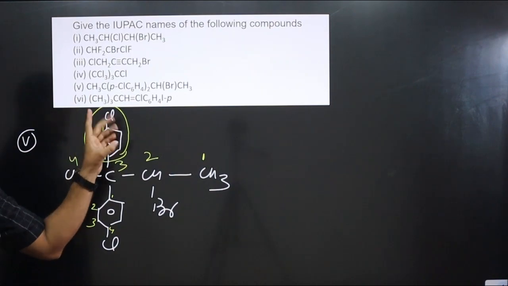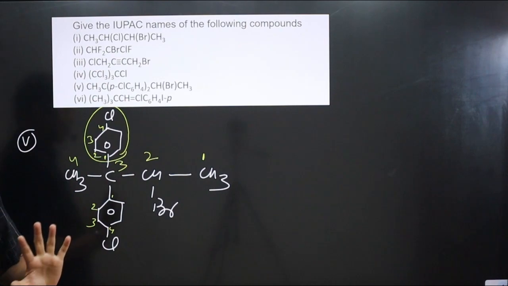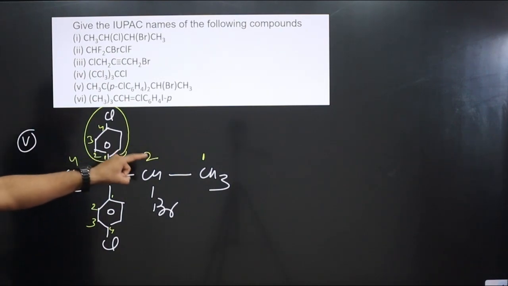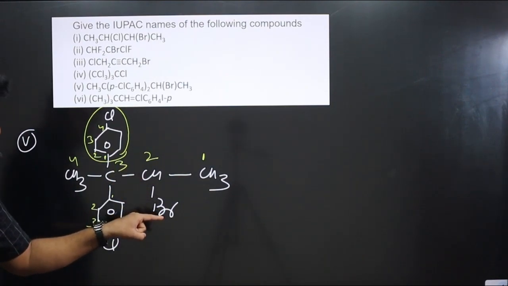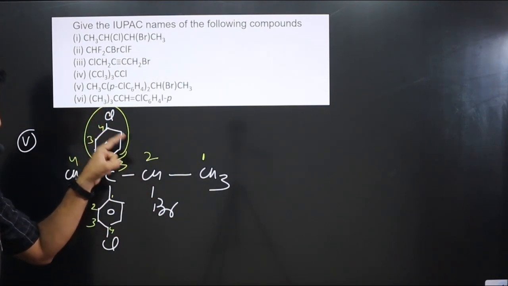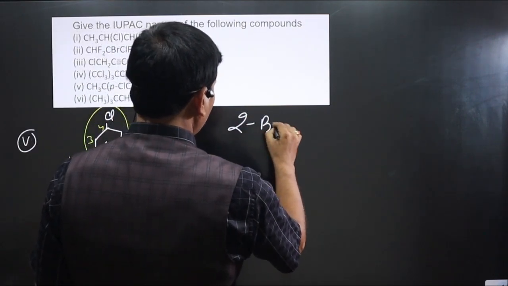Irrespective of these groups, we cannot start numbering from this side because this carbon is not connected to the parent chain. Okay. So we have 2 bromo, alphabetical order. We follow Br, and then chloro; C is coming after Br only. So we got 2 bromo.